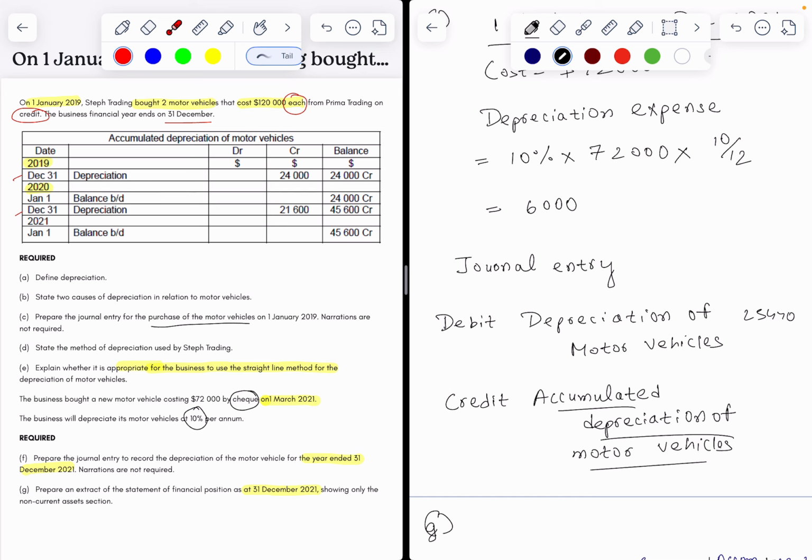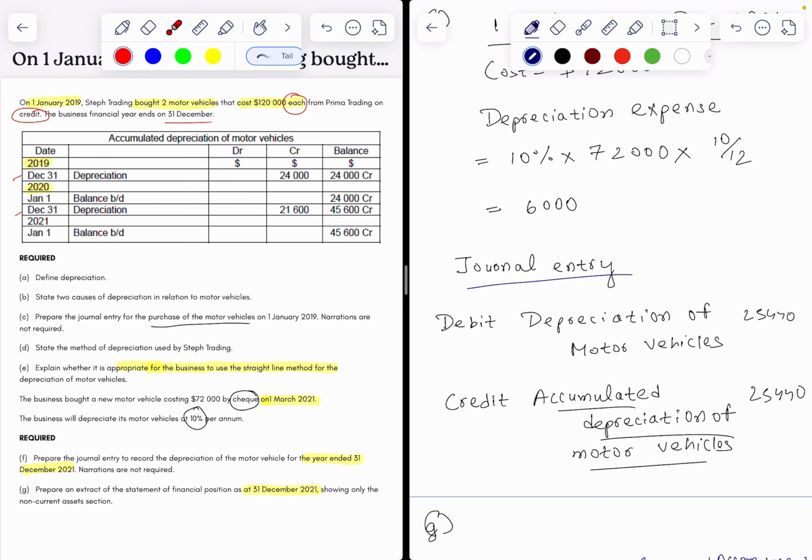So the accumulated depreciation account by default is always credited, which means when it increases, we credit it. So we credit the accumulated depreciation of motor vehicles account by $25,440. Every time you're recording a depreciation expense entry, you must debit the depreciation of motor vehicles expense account, $25,440, and credit the relevant accumulated depreciation account, which again is $25,440.